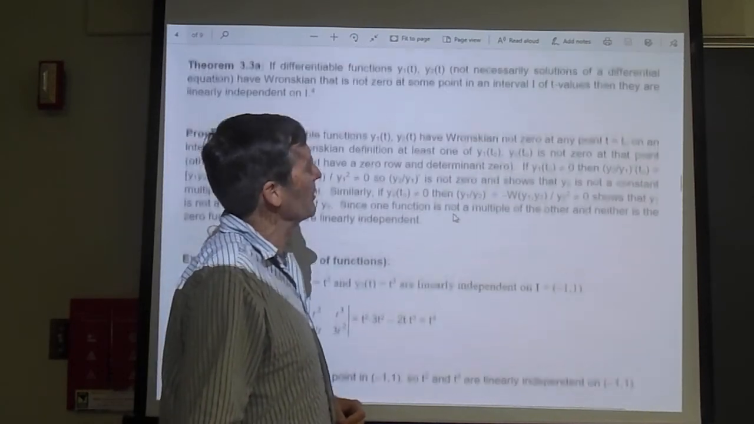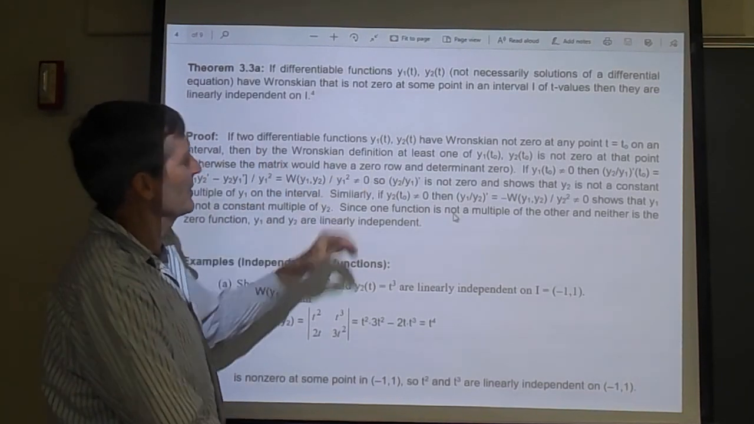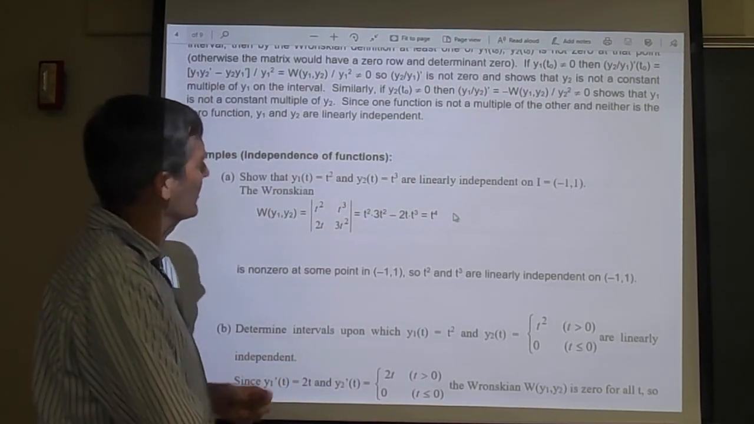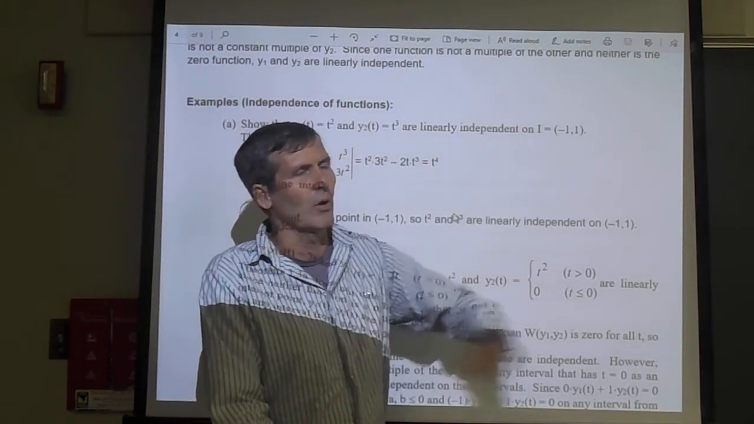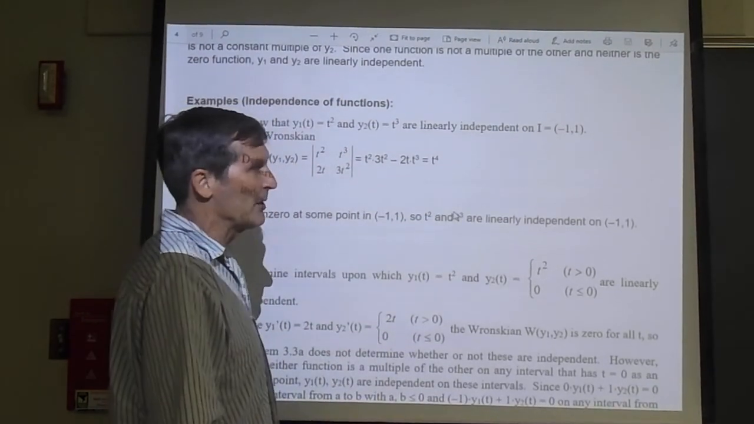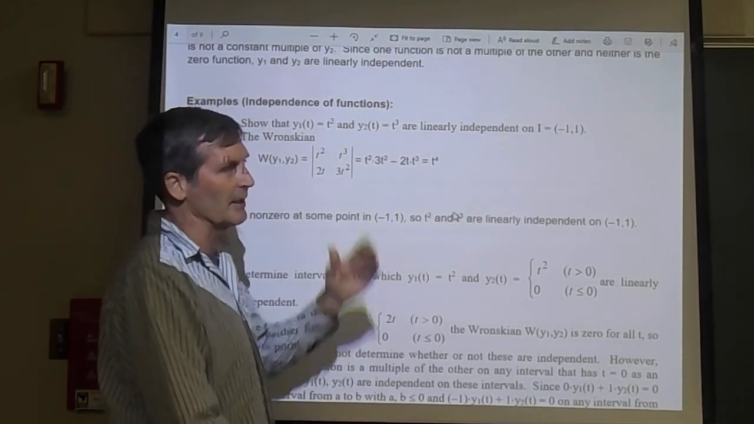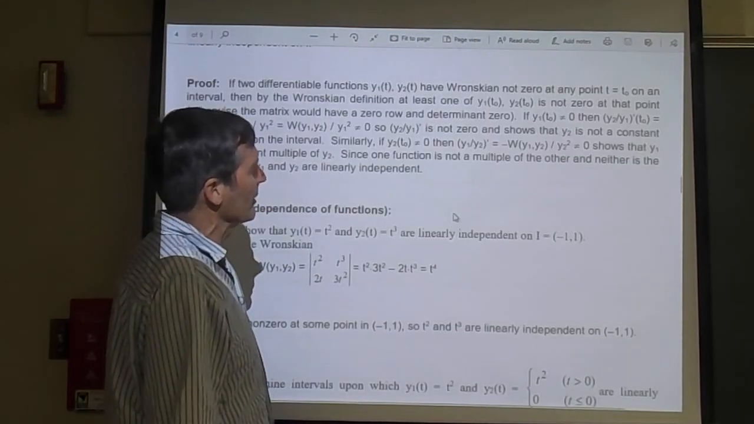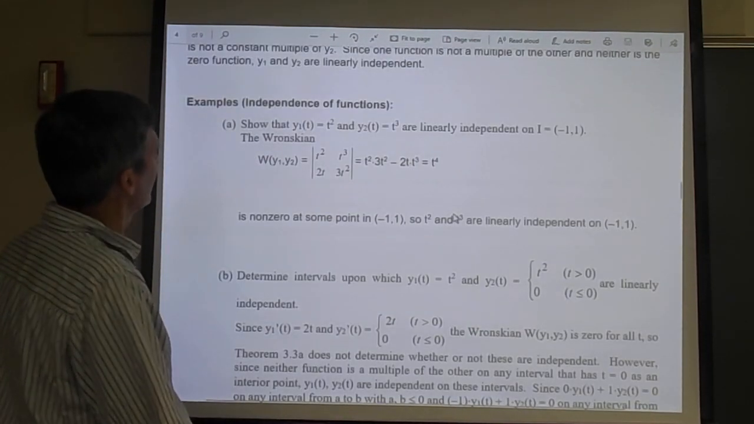A famous mathematician named Abel figured out that if you have two differentiable functions that are solutions of a homogeneous differential equation with continuous coefficients, like we're interested in, then either their Wronskian is zero on the whole interval and they're dependent, or the Wronskian is non-zero on the whole interval and they're independent. That means you don't have to check every t, you just check one t in the middle of the interval. If the Wronskian's not zero, they're independent. If the Wronskian is zero, they're dependent, but that only works for solutions of a second order linear homogeneous equation with continuous coefficient functions.